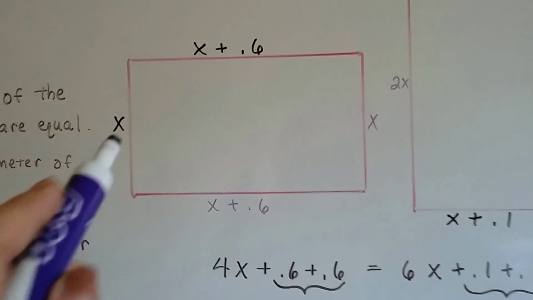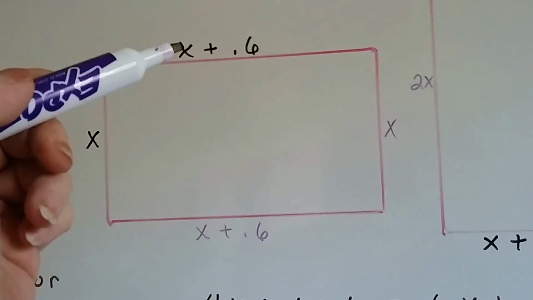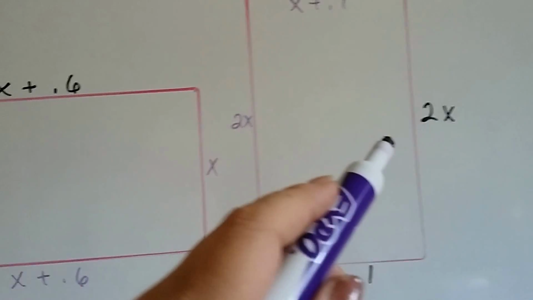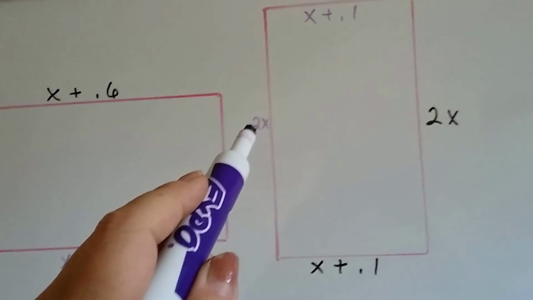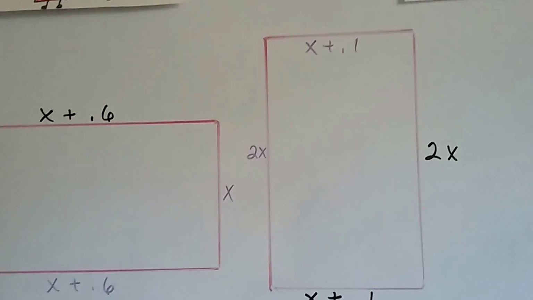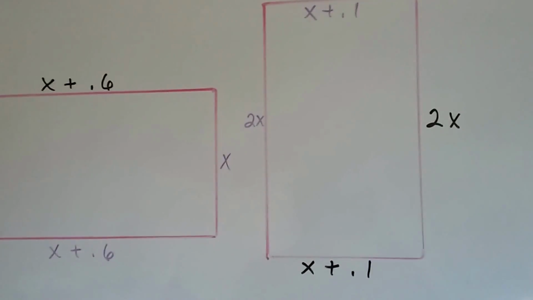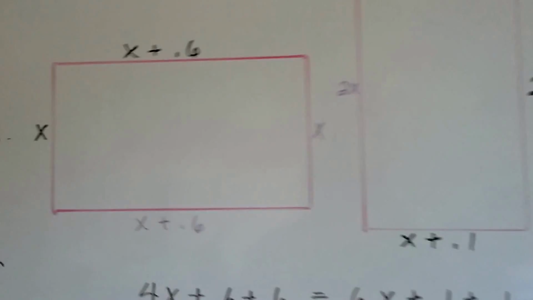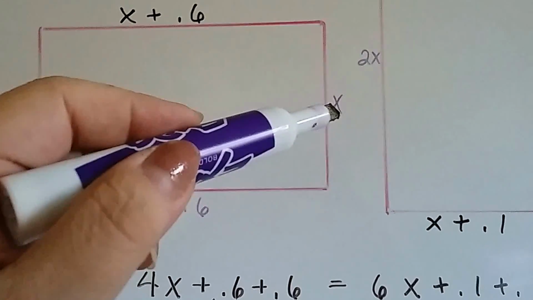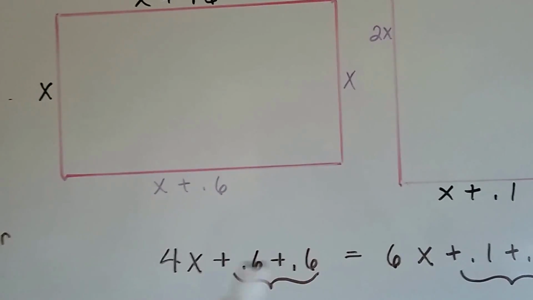So if this side is an x, then I know this side is an x. And if this side is x plus 0.6, I know this side is x plus 0.6. And it said that this was a 2x, so I know that's a 2x. And it said that this was x plus 0.1, so I know that's the same thing. All we have to do is combine like terms and put an equal sign between them. So how many x's do we have? We've got 1, 2, 3, 4x and a 0.6 and a 0.6 on this rectangle.